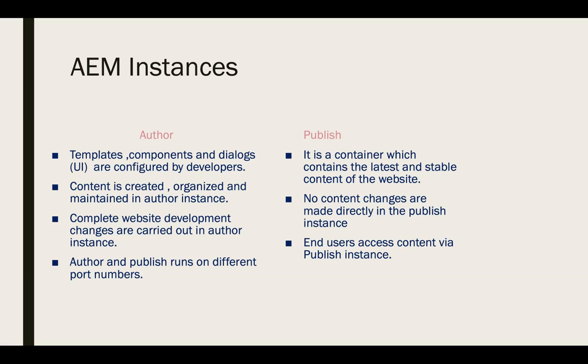In simple terms, the author instance is the place where the content management and development is done, and publish is the part where it is visually available for everyone, for the end users. Okay.